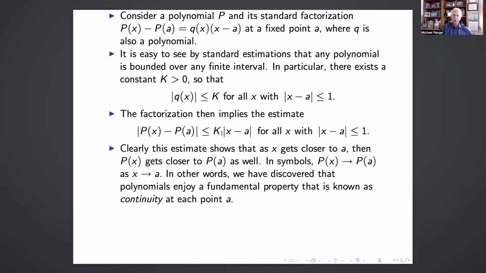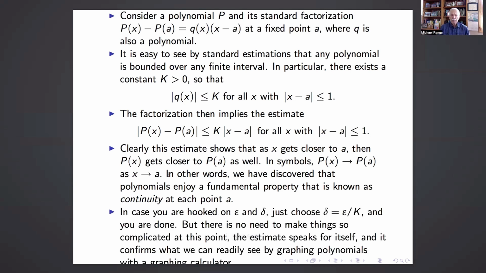After all, if this expression here gets smaller and smaller, multiplying by k, it will still get smaller and smaller, just at a different speed. And that forces this expression here also to get smaller and smaller as x approaches a. So in symbols, we write p at x approaches p at a as x approaches a. And this property is very, very fundamental for functions. We have discovered that polynomials enjoy this fundamental property that is known as continuity of the function at each point a.